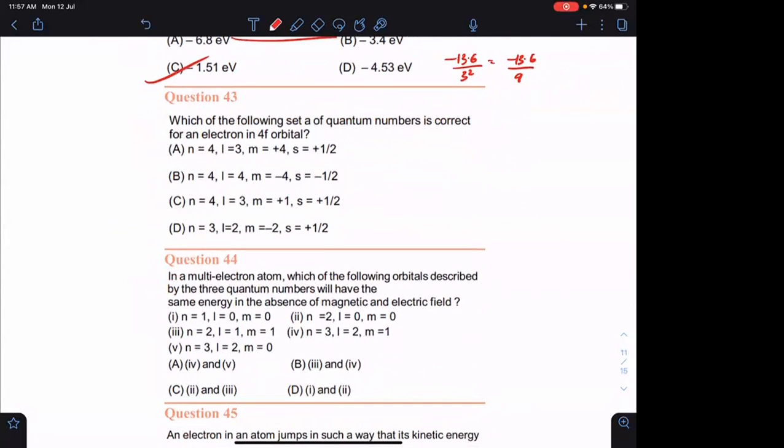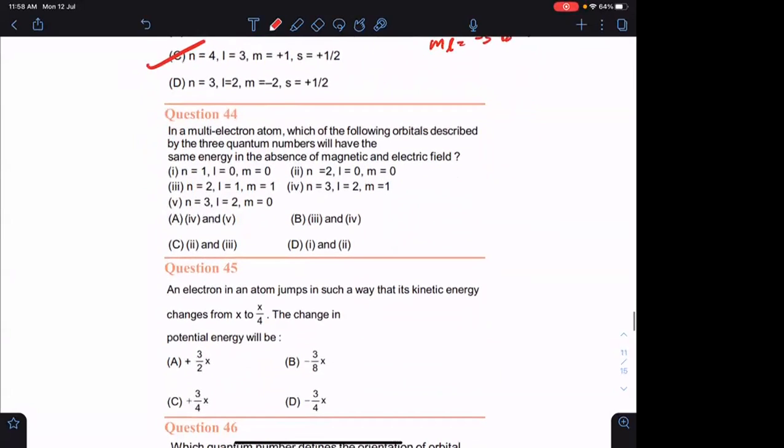Which of the following sets of quantum numbers is correct for 4f? n equals 4 should be. For f, what is the value of l? 3. And ml can range from minus 3 to plus 3. So the answer has to be C. Okay, easy. Yes, sir.